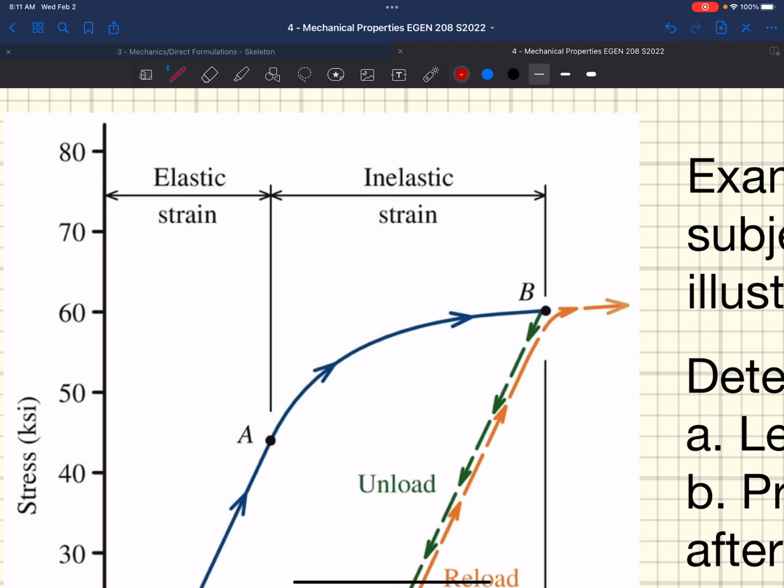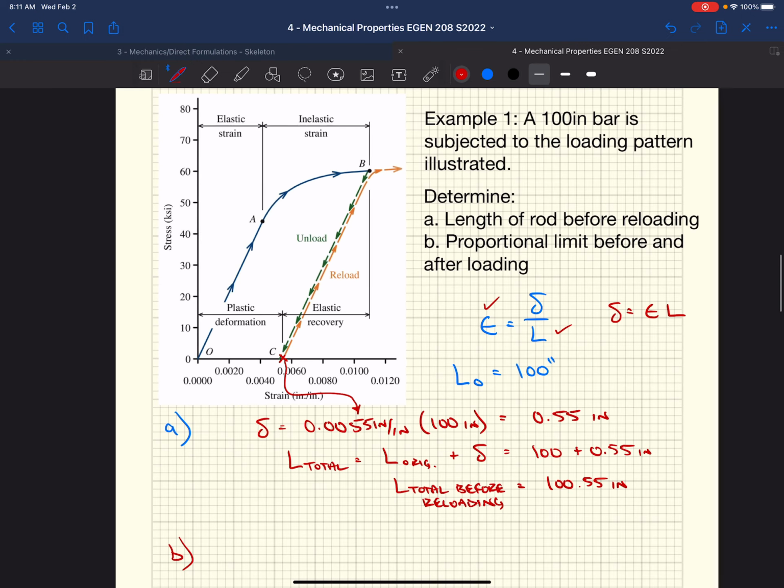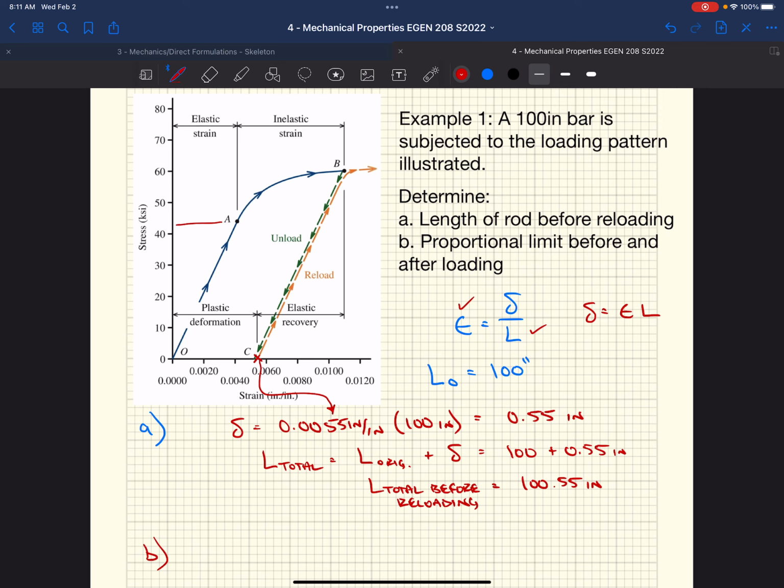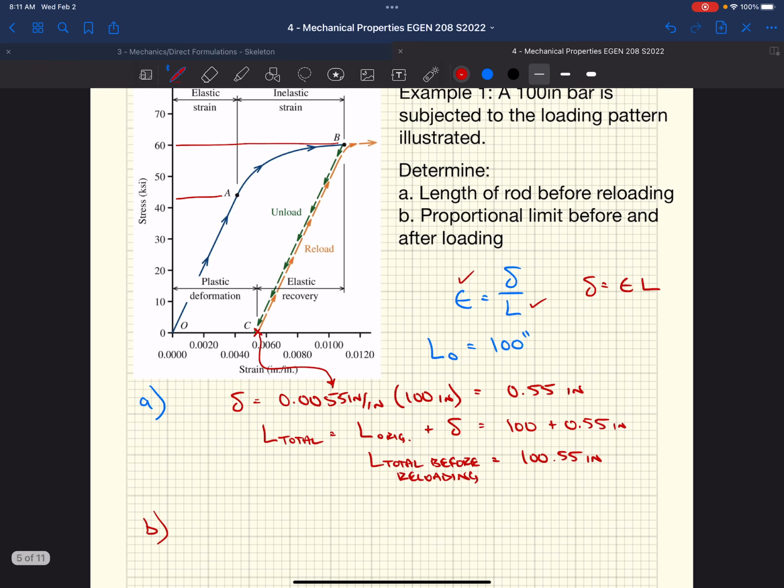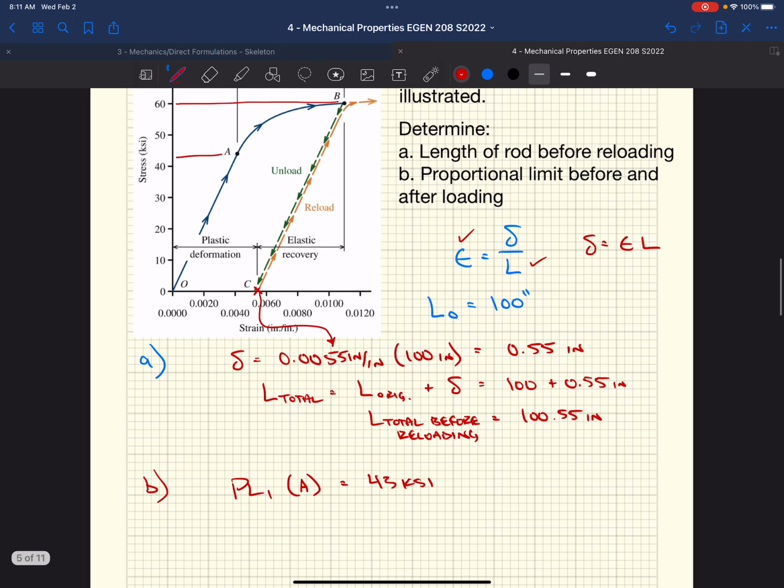Once we load it up to point B, right, and unload it, when we go to reload it, it's going to stay linear all the way until we hit the original curve, right? Well, that's going to be at point B. So we have our proportional limit before, which is point A, and our proportional limit after, which is point B. So we just need to pick off these 2 points off of our stress strain diagrams. So we have PL1, right? This is at A. I'm going to say that that's 43 KSI. And our proportional limit 2, which is at B, I'm going to say that's 60 KSI.